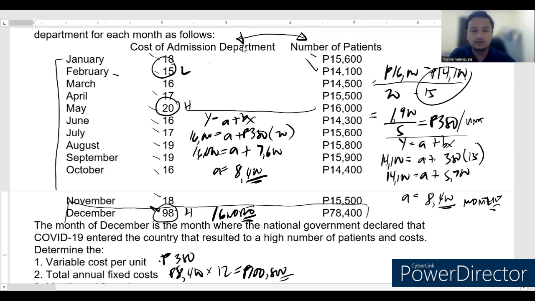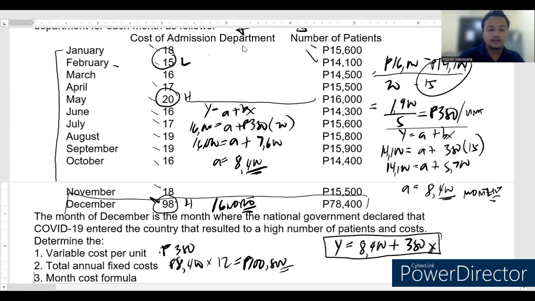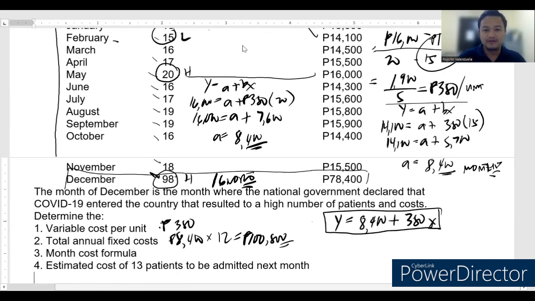So therefore, kung gagawa ka ng cost function mo, you have y is equal to monthly 8,400 plus 380x. So this is your cost function. Okay? That's your cost formula. Okay, next. Ito na pala yung sagot natin. This is for number 3.